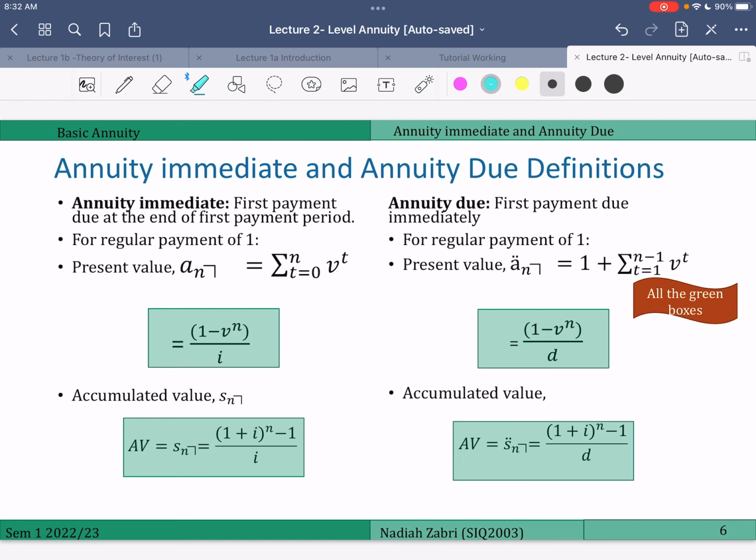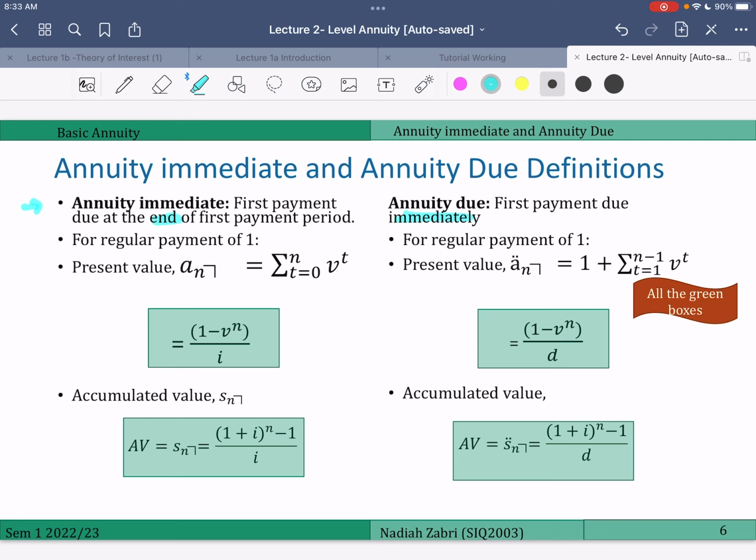So now let's see the detail of the annuity immediate and annuity due. Again, for annuity immediate, the first payment is due at the end of the first payment period. Annuity due, the first payment is due immediately. It's really ironic, because when you see annuity immediate, you expect it to be due immediately, but no, annuity immediate is at the end. Only annuity due is due immediately. Okay, eventually you get used to these terms.